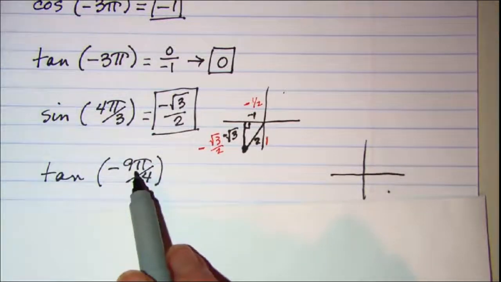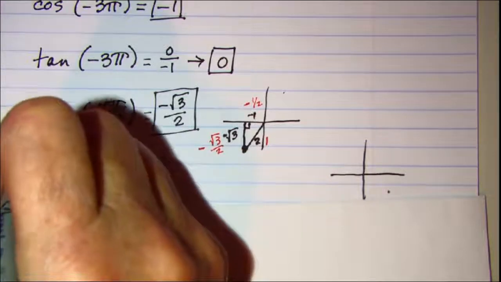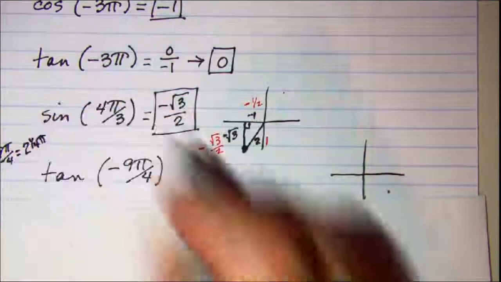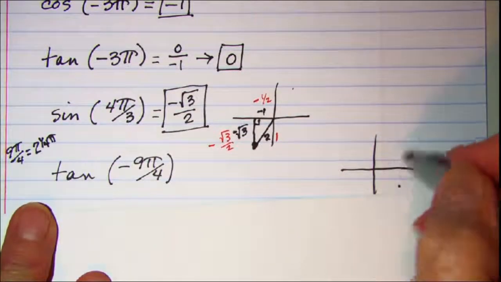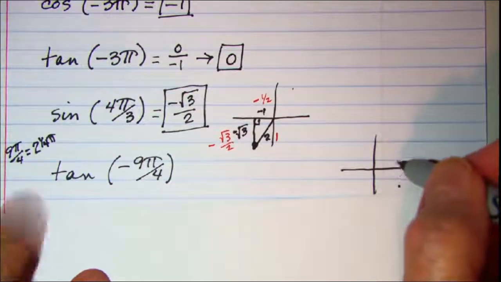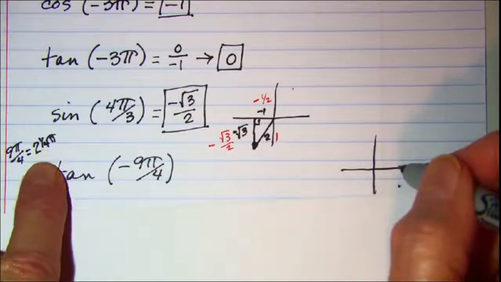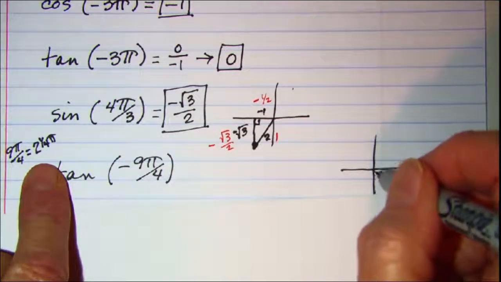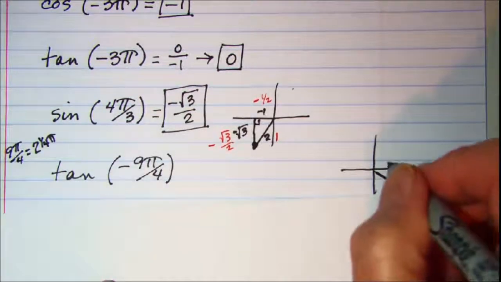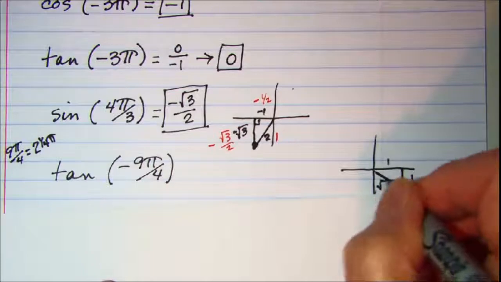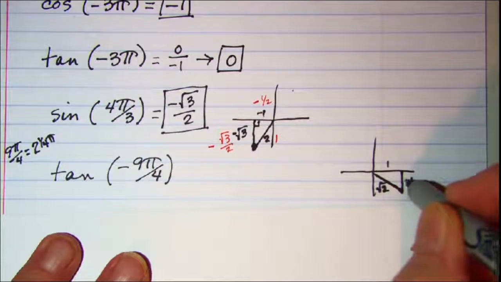So we can think of negative 9/4 pi as 2 1/4 pi. And we also need to go negative, so it'll be a clockwise rotation. So 2 pi is 1 complete revolution, and then 1/4 of a pi would put me down in quadrant 4. And we have 1, 1, root 2, and this going down would be a negative.